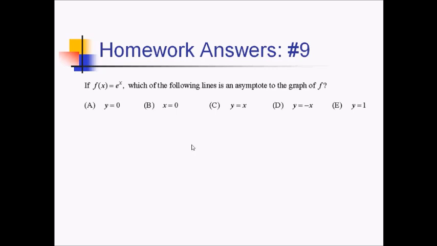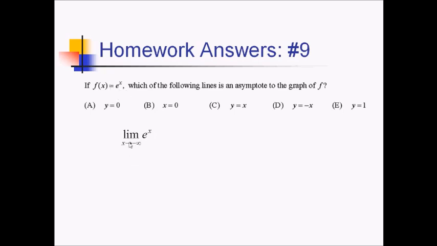For number 9, we're given the function e to the x, and we want to know which line is an asymptote to that graph. Now this is one where if you know your function families, you remember that exponential functions like e to the x have asymptotes at y equals 0. They can't be 0 or negative. But if you forgot that, we could do it the calculus way, which is to take the limit as x approaches infinity and negative infinity of this function.